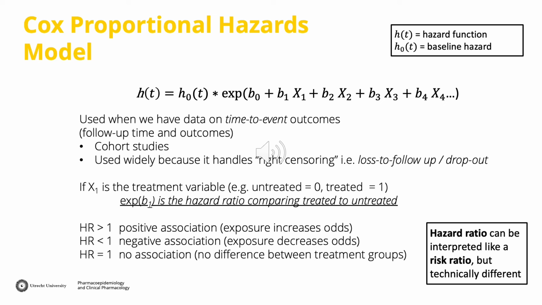Just know that logistic regression and Cox proportional hazards models are very common multivariable models used in observational drug safety studies. The measure of effect calculated from a logistic regression is an odds ratio. The measure of effect or association calculated from a Cox proportional hazards model is a hazard ratio, and we interpret these measures in the same way as we'd interpret a risk ratio or a rate ratio that we talked about previously.